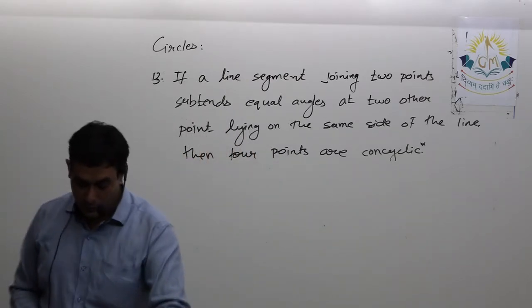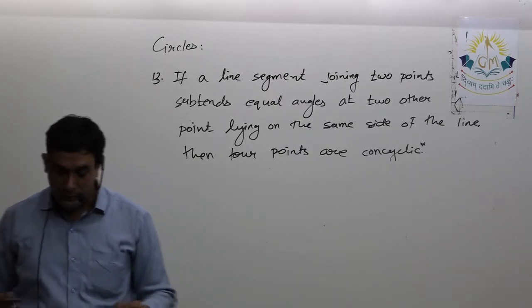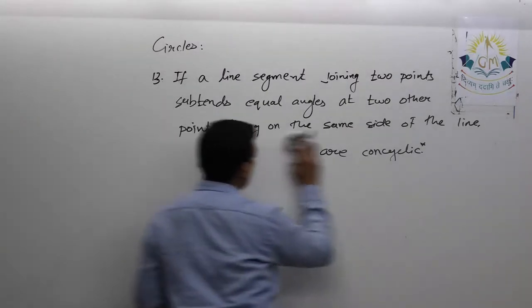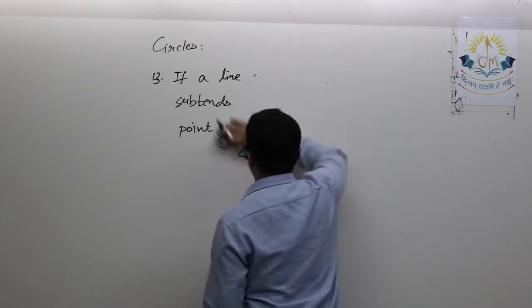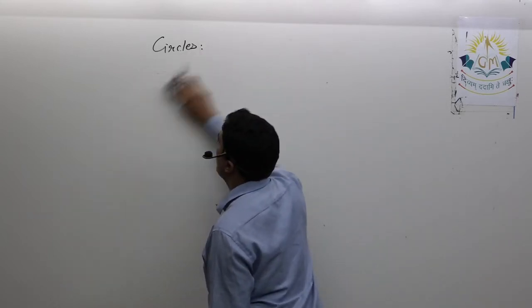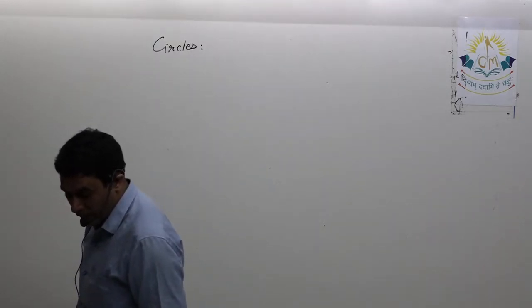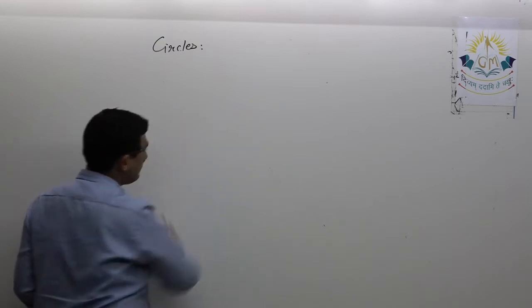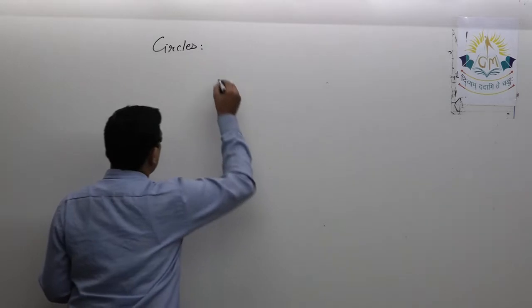Now the next theorem is: now we'll see the properties of a cyclic quadrilateral. I explained that a quadrilateral whose all 4 points lie on the circle is called a cyclic quadrilateral. Now the very first property of the cyclic quadrilateral is that the sum of any pair of opposite angles of a cyclic quadrilateral is 180.